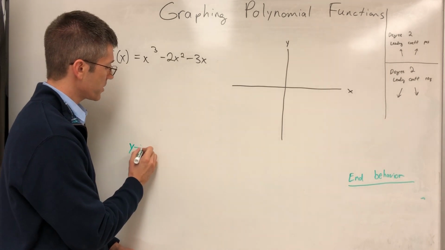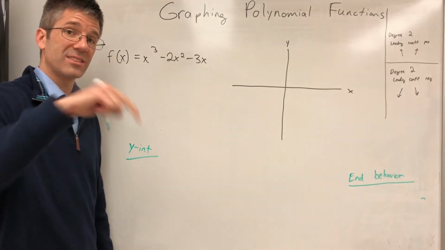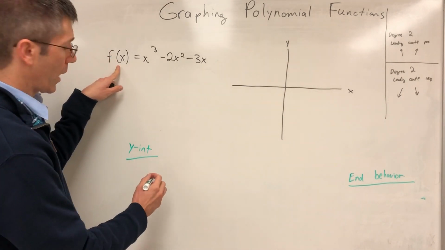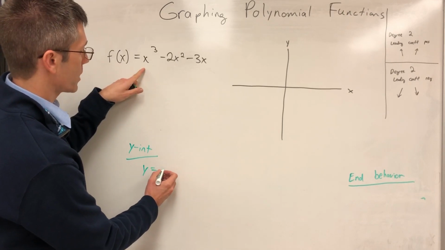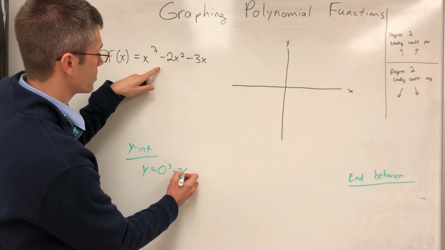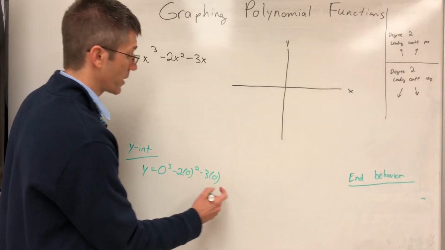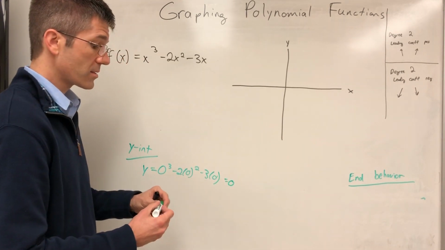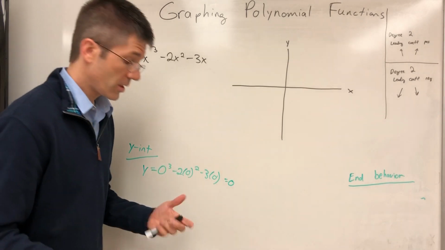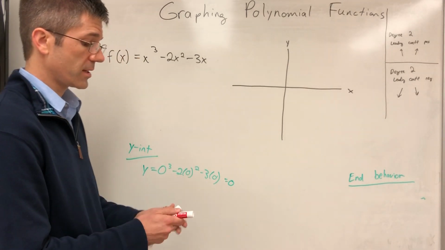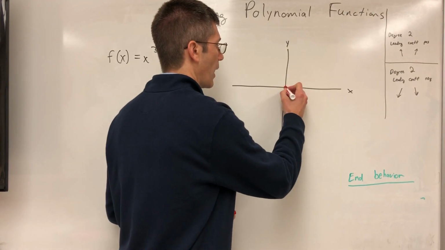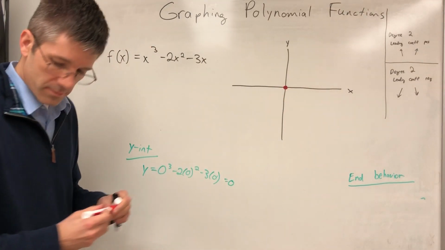The y-intercept is best found by plugging in 0 for x. So y equals, this can happen in your head, 0 cubed minus 2 times 0 squared minus 3 times 0. That would be 0 minus 0 minus 0, which is 0, which means my y-intercept is 0. So that was easy. I have a dot right there.